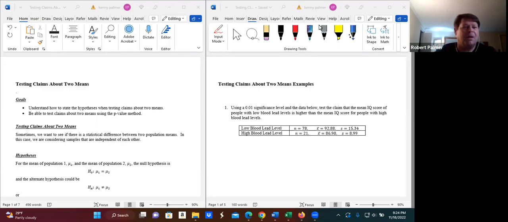Hello, welcome back. Today, we're talking about testing claims about two means. So our goal is to understand how to write the hypotheses and state them when testing claims about two means, and also use the p-value method to test those claims. You can also use the critical value method or use confidence intervals. We're going to focus on the p-value method.